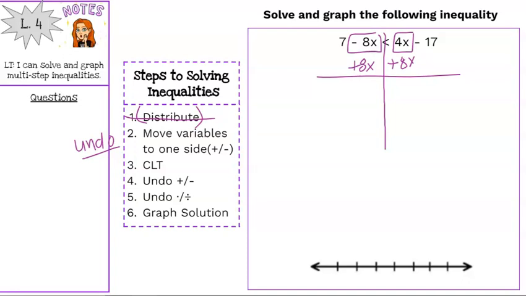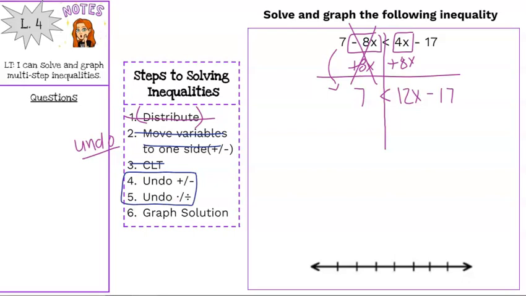Now, negative 8x plus 8x, they cancel out, they eliminate, they make 0. But I still have 7, so I bring 7 down. Still have that less than symbol. And then I have 4x plus 8x is 12x minus 17. So we moved our variables to one side. We don't have to combine like terms because we don't have any like terms that can be combined on one side. So we're left with these last two steps.